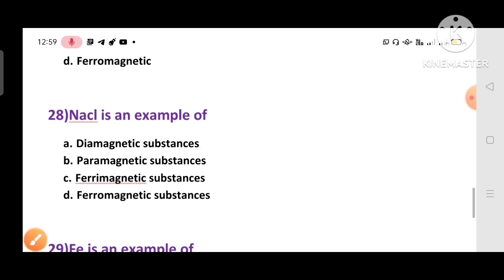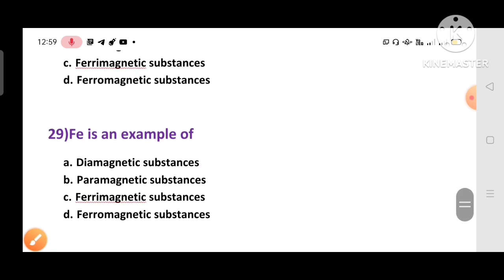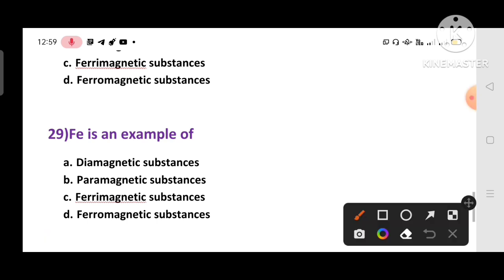Next question. Fe is an example of option A, diamagnetic substances, option B, paramagnetic substances, option C, ferrimagnetic substances, option D, ferromagnetic substances, and the right answer is option D, ferromagnetic substances.